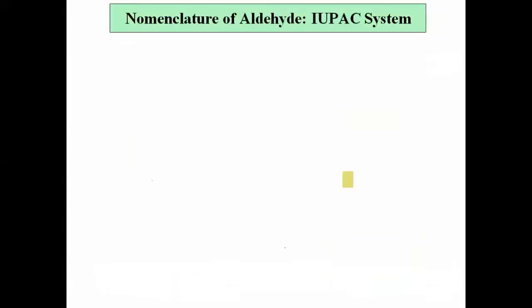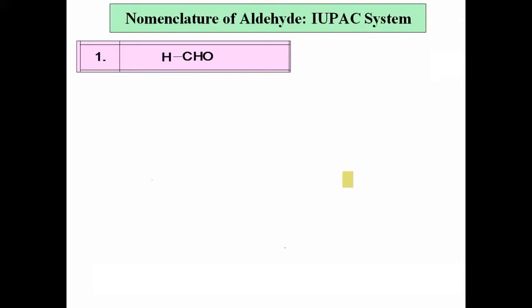Now let us see the IUPAC system. Select the longest continuous carbon chain having the CHO group and consider it as the parent alkane. Then the last E from the parent alkane should be replaced by Al. In the first example, suppose there is only one carbon atom in the chain. Then the parent alkane is methane, and we are replacing the last E by Al. यामधला last E आपण replace करतोय Al ना, and therefore the name is methanal. Methanal is the IUPAC name of that first member. Okay, now let us see one more example.